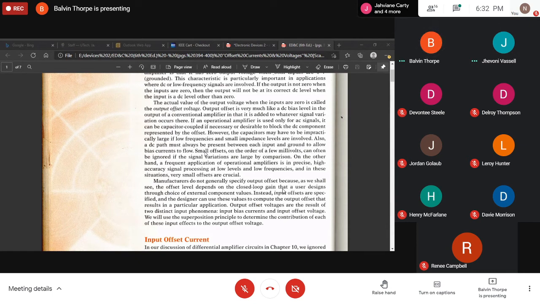Cool. So that's why it says here that the manufacturers do not generally specify the output offset, because the output offset voltage is going to be dependent on your application of the network that you have, right?